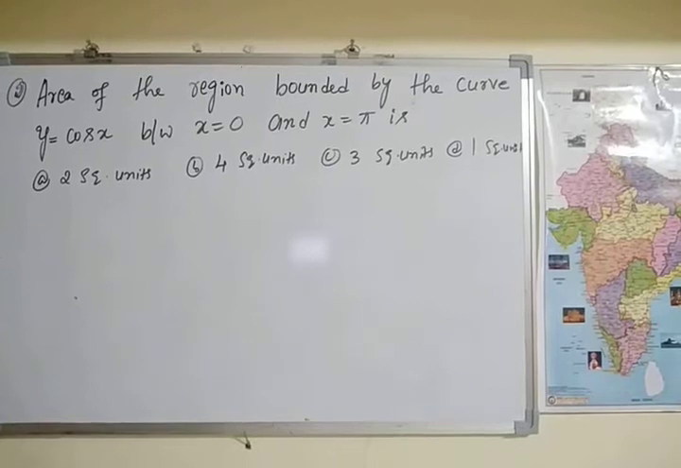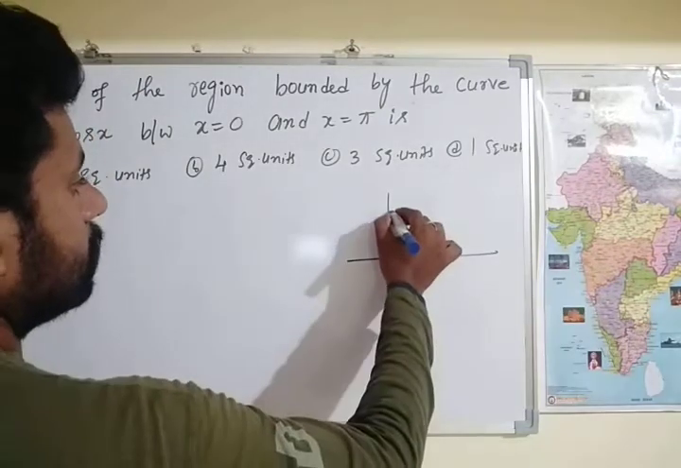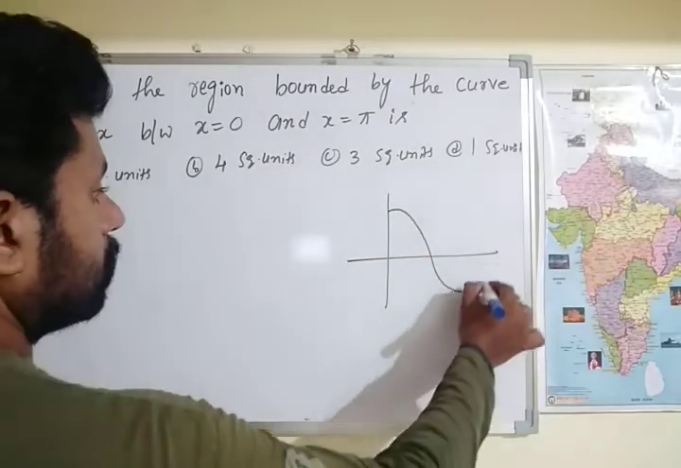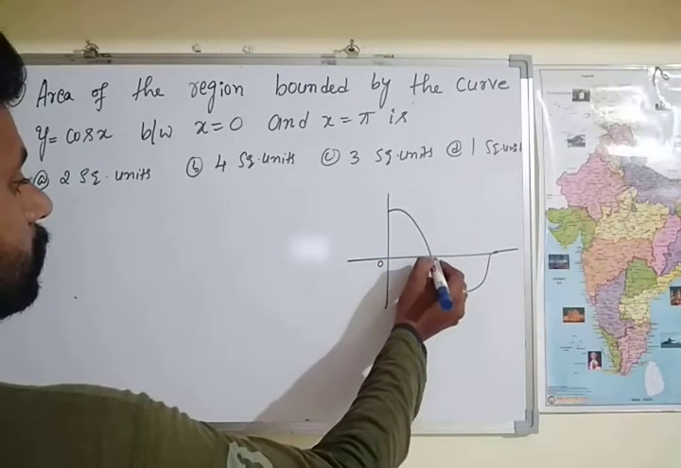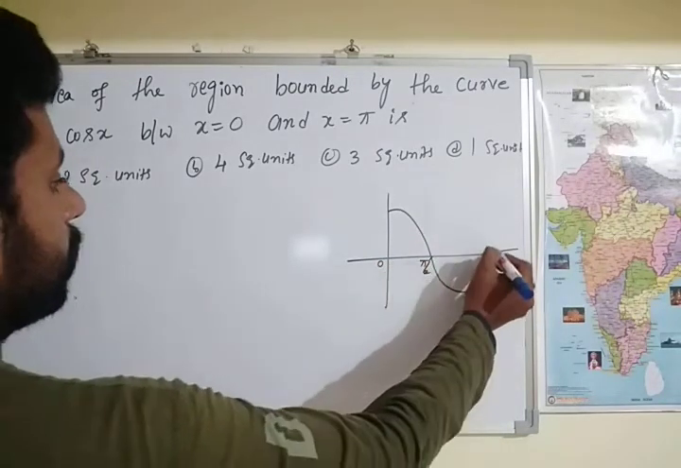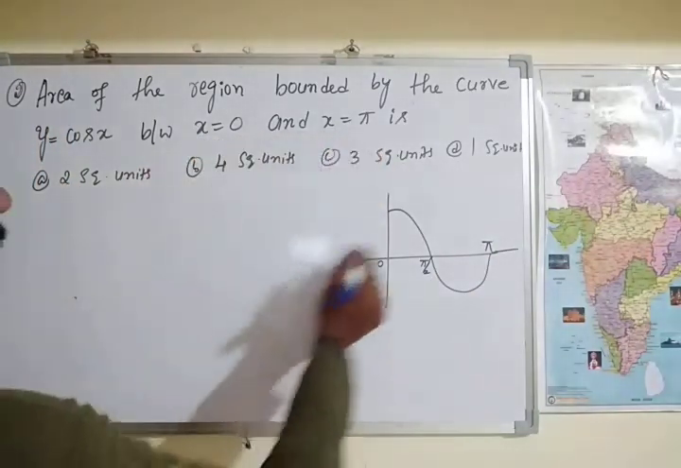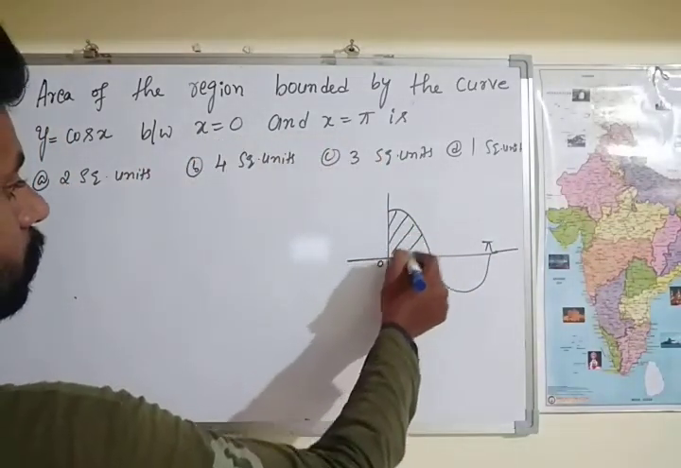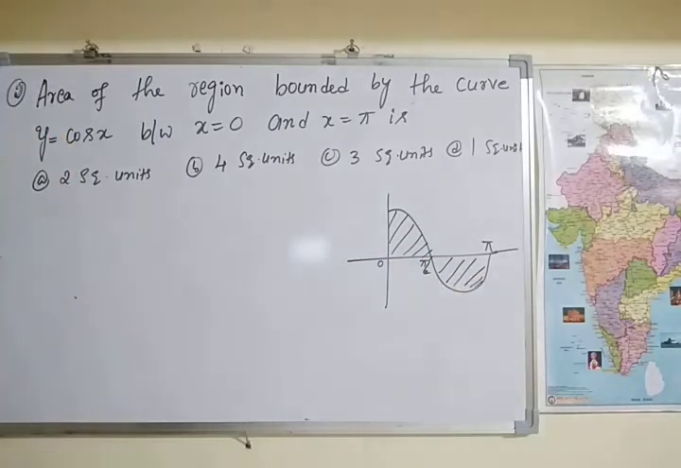Next example: area of the region bounded by the curve y equals cos x. See, y equals cos x. Here we consider 0, pi by 2, pi. See here x varies from 0 to pi. Here we have two regions, one positive and one negative, downwards. Here we have to find the area of this region.